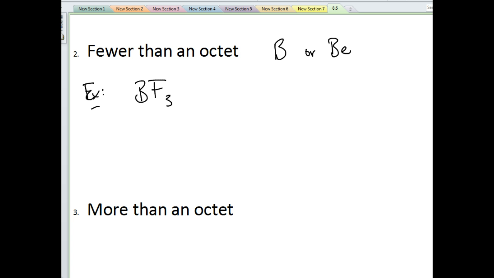A really good example of this is boron trifluoride. We're going to have a central boron with 3 fluorines around it. If we calculate our valence electrons, we have 5 plus 21, which gives us 26. Single bond everybody, which uses up 6. We have 20 left to deal with.